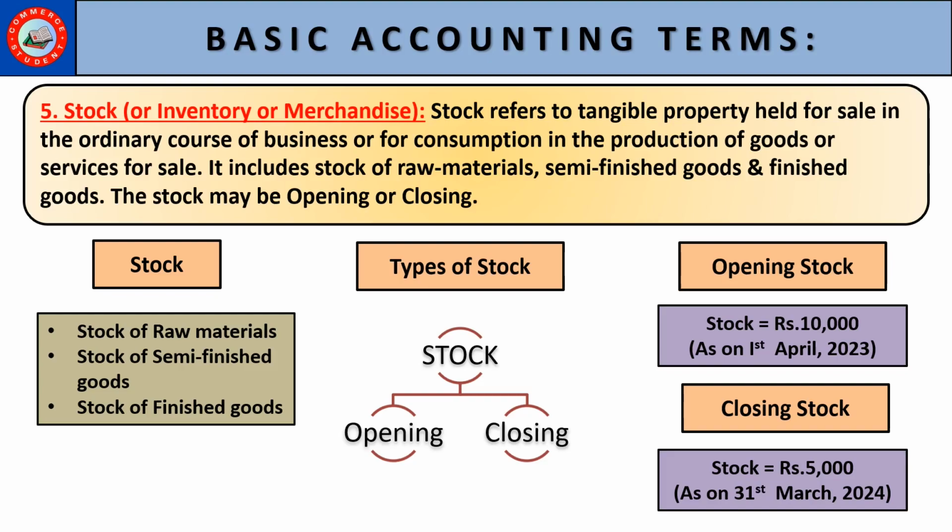For example, if stock of goods worth 10,000 lies unsold at the beginning of current accounting period, that is 1st April 2023, that stock is opening. And if stock of goods worth 5,000 lies unsold at the end of current accounting period, that is 31st March 2024, that stock is closing.